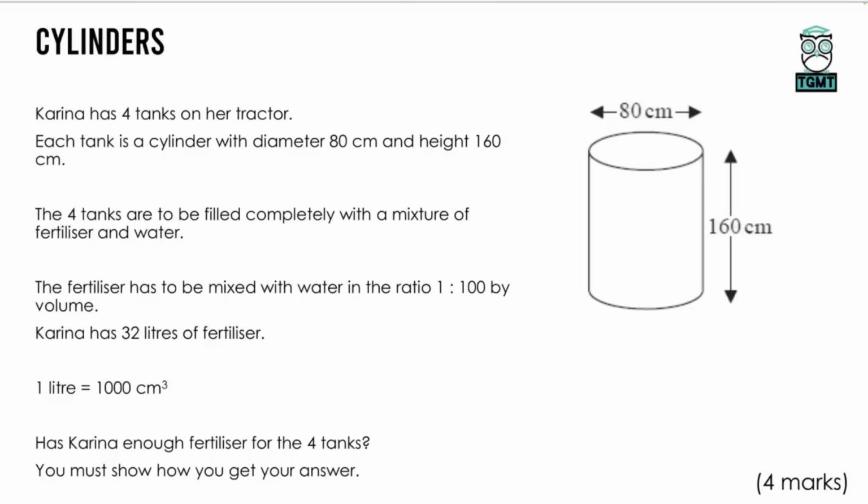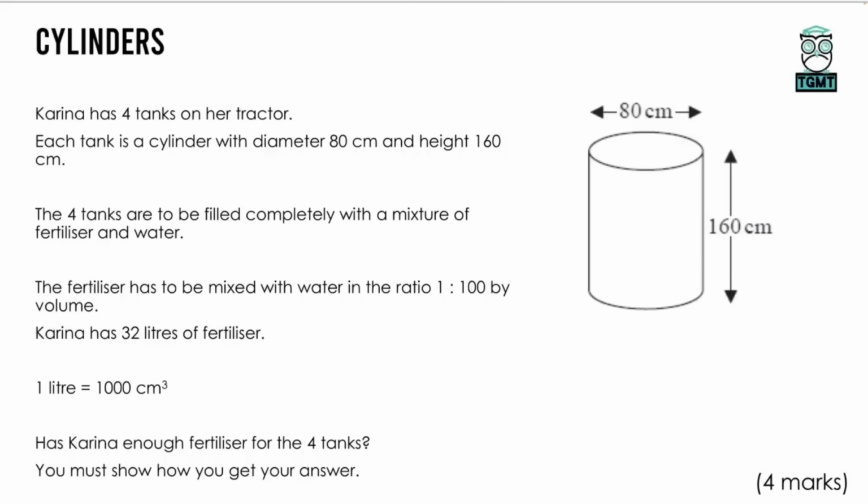Karina has 32 litres of fertiliser. And it tells us here that 1 litre is equal to 1,000 centimetre cubed. Has Karina enough fertiliser for the 4 tanks? You must show how you get your answer. Well, for starters, we need to actually work out the volume of one of these cylinders.